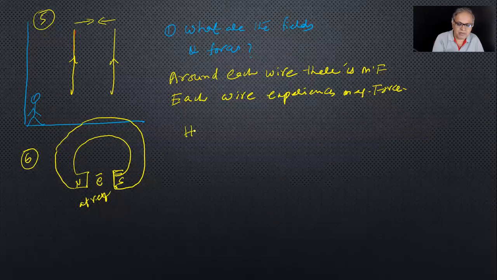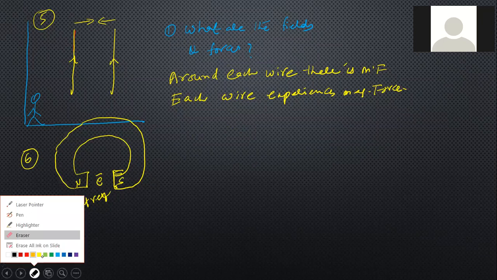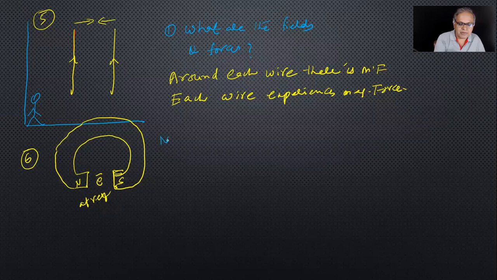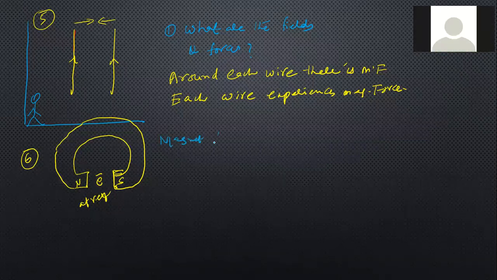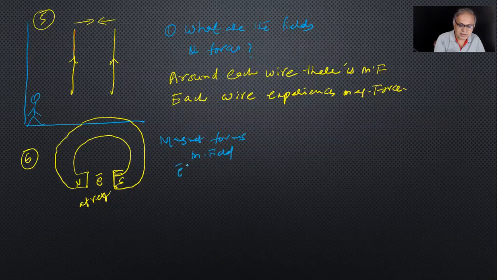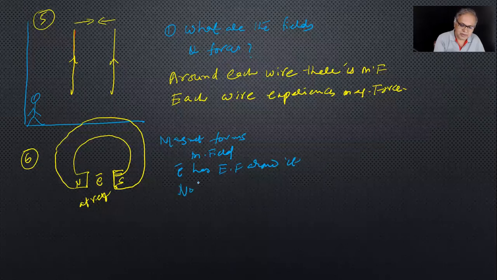The horseshoe magnet forms. Sir, nothing will happen to the electron. Yeah, nothing will happen to the electron, but we'll say like this. Magnet forms magnetic field. Electron has electric field around it and no interaction, right?